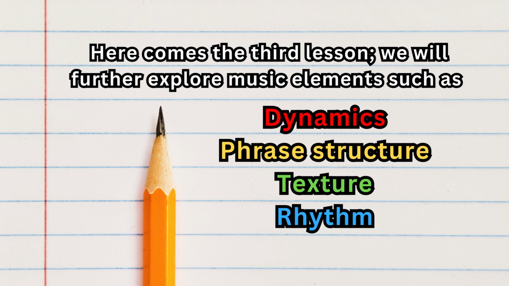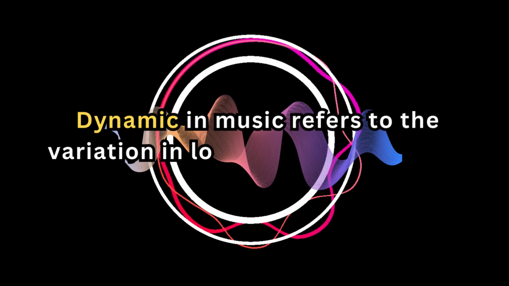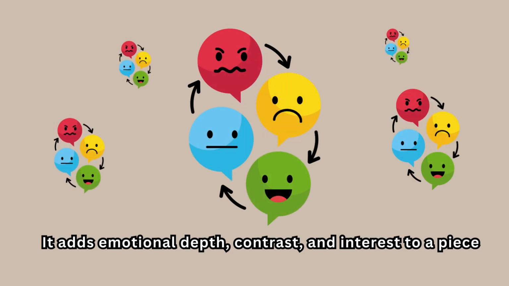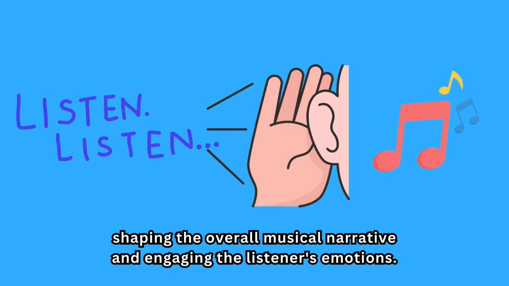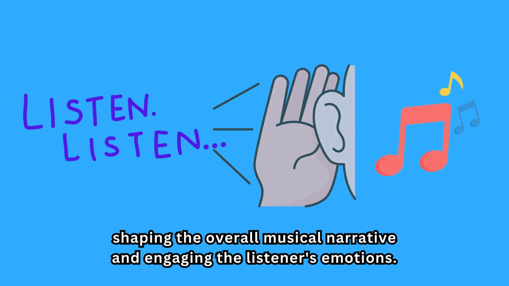We will further explore music elements such as dynamics, phrasing structure, texture, and rhythm. First, dynamic. Dynamic in music refers to the variation in loudness and intensity. It adds emotional depth, contrast, and interest to a piece, shaping the overall musical narrative and engaging the listener's emotions.